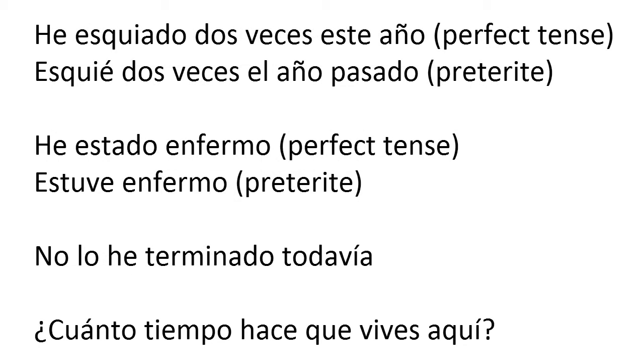Some examples. If I went skiing twice this year, then that event occurs in a time period that has not ended, so I use this tense. He esquiado, I skied. 2 veces, 2 times. Este año, this year. If I skied twice last year without any consequence to the present, I would use the preterite. Esquié 2 veces el año pasado.